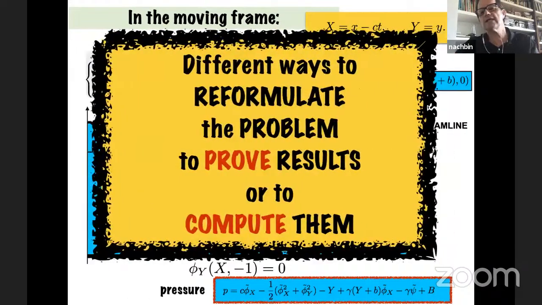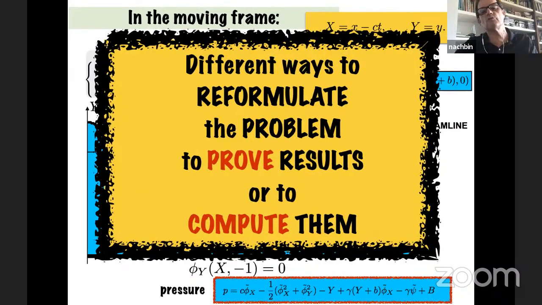Okay, so as I mentioned, there are different ways to reformulate the problem, either to prove results or to compute them. Let me mention to you just a few very quickly.